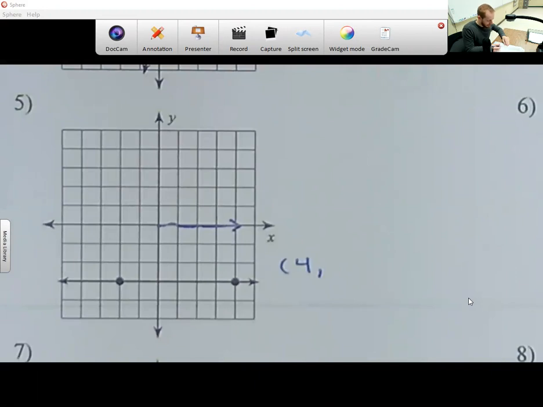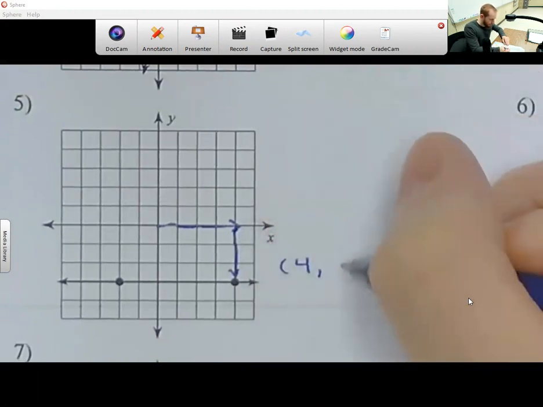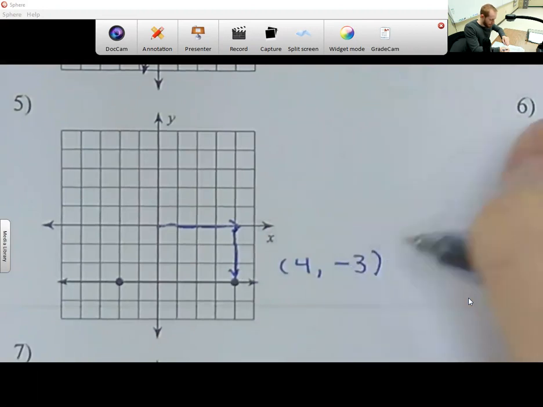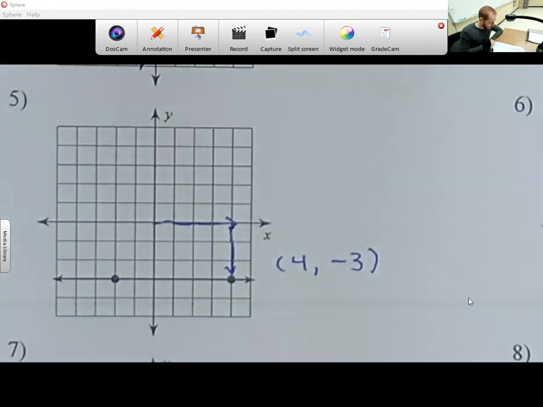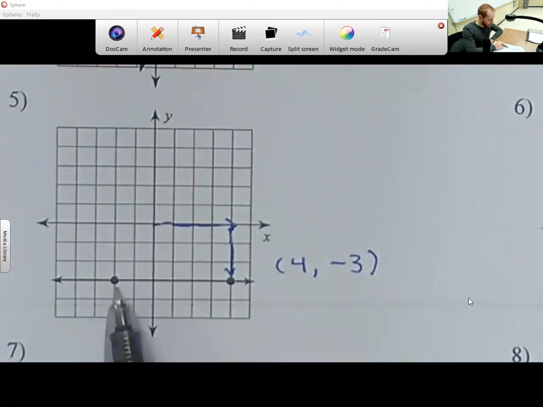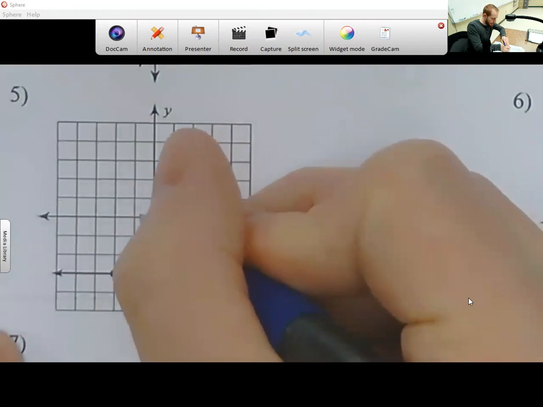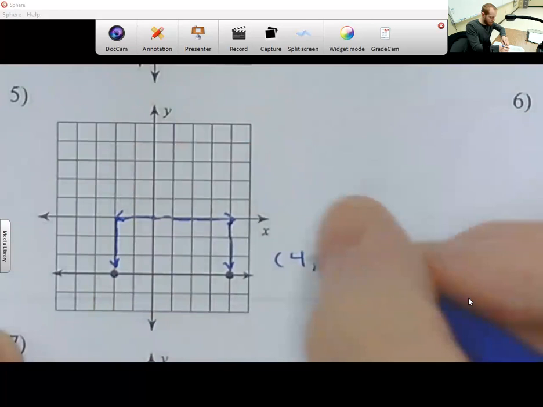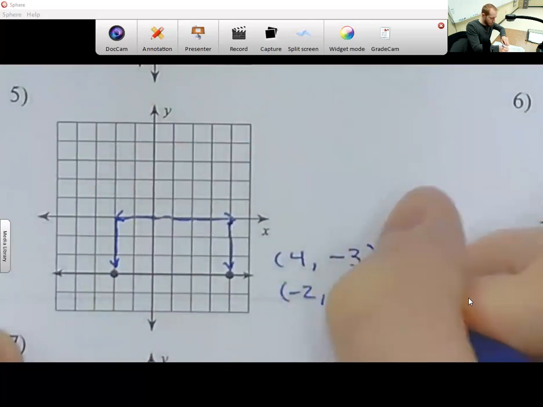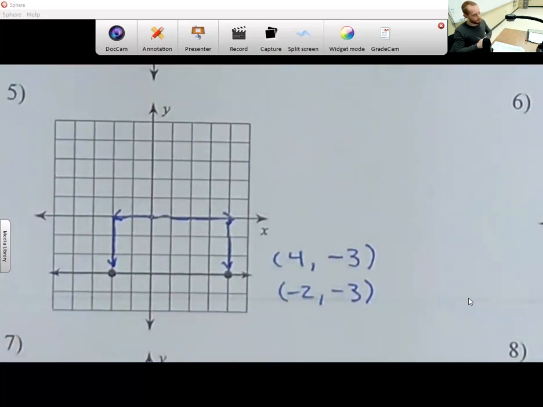Now, how far down do I need to go? I need to go 1, 2, 3. So I'm going down 3. That's how I get that -3. Okay, so that's my first point. My second point is all the way over here. So I need to go left 2 and down 3. So that's going to give me -2, -3. Those are my 2 points.